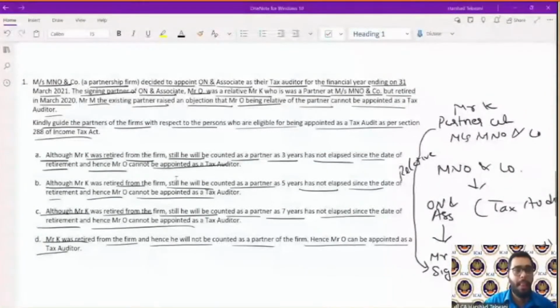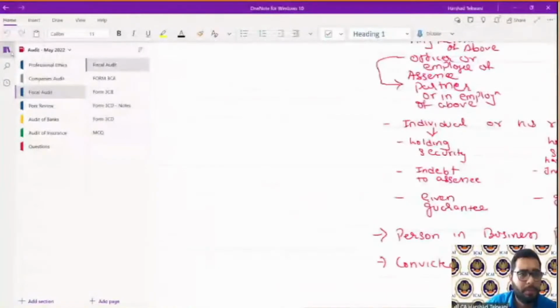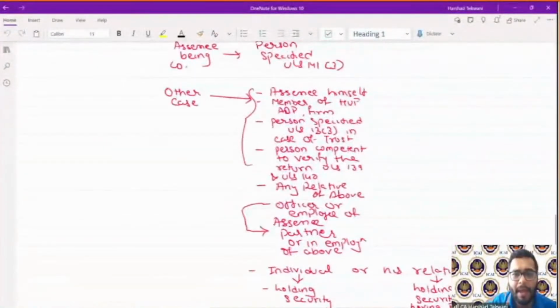Okay. Let me then go back to the provision and just quickly we'll discuss the provision. See, here it is written that assessee himself, in case other cases like when it's not a company, then assessee himself, member of HUF, AOP or firm, any person specified under 13 for trust, person competent to verify return, any relative of above. Relative of above means relative of assessee or a member of HUF or firm. Means if he is a relative of a member of firm or a partner of firm, then he will not be eligible for being appointed as a tax auditor.